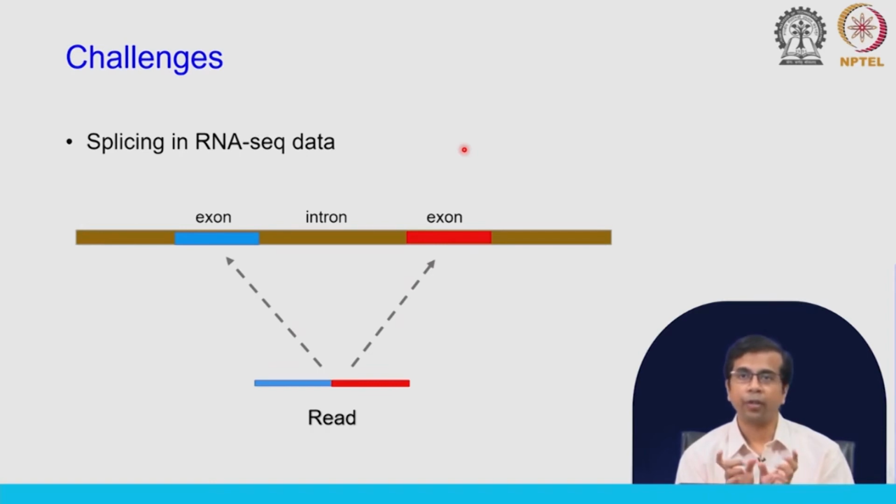So, we should be aware that there could be such mappings where you will have these two different locations for one read. Again, there are different ways to address these challenges. We will talk about this, especially this splicing in RNA-seq data, when you go into transcriptomic data analysis. All right. So, we have kind of understood the challenges, right.